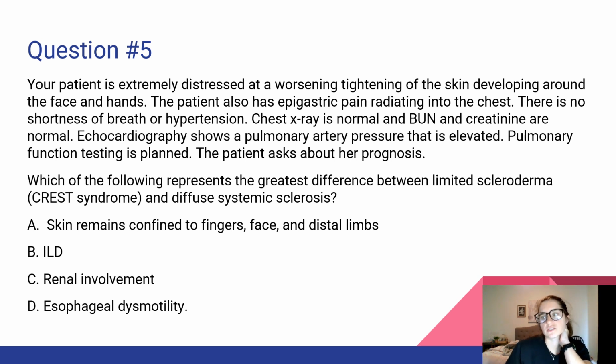Which of the following represents the greatest difference between limited scleroderma and diffuse systemic sclerosis? A. Skin remains confined to fingers, face, and distal limbs. B. ILD. C. Renal involvement. Or D. Esophageal dysmotility.